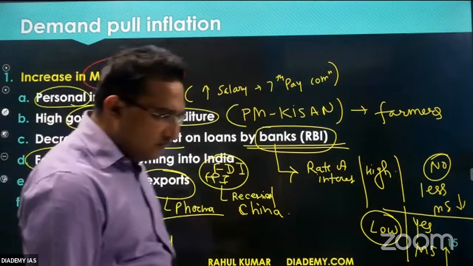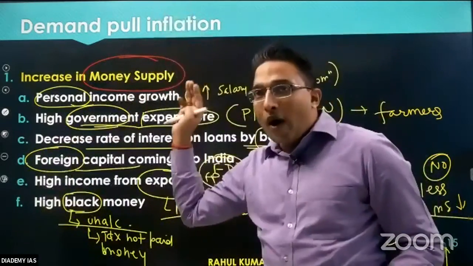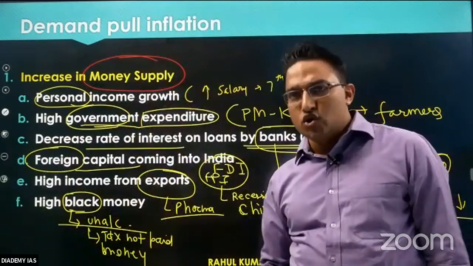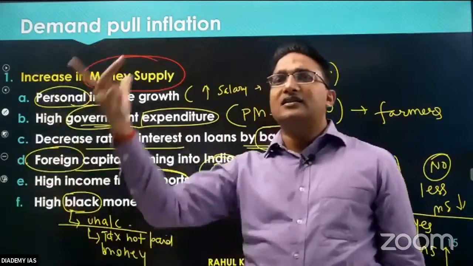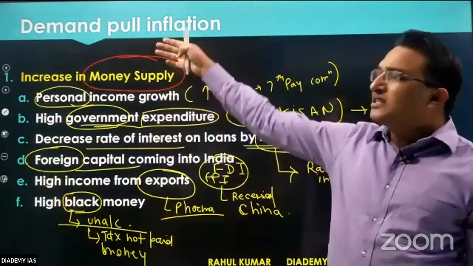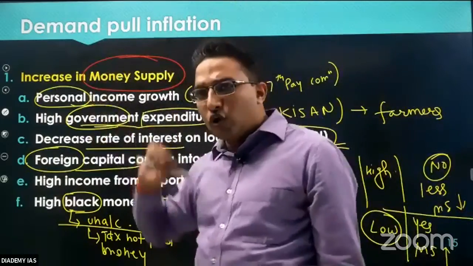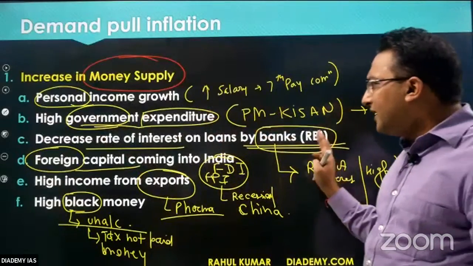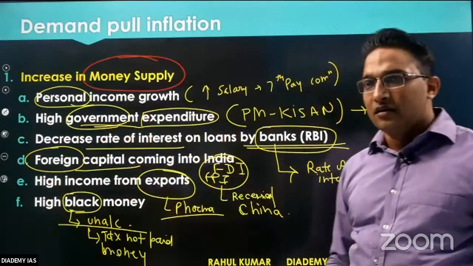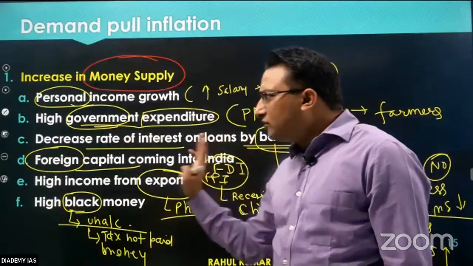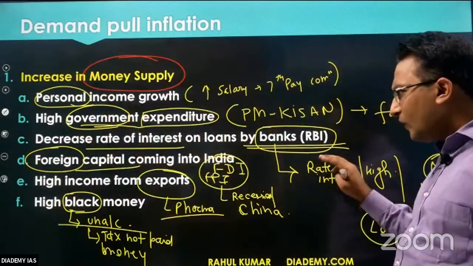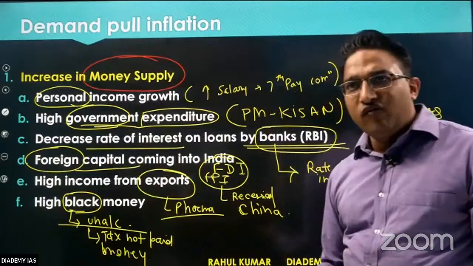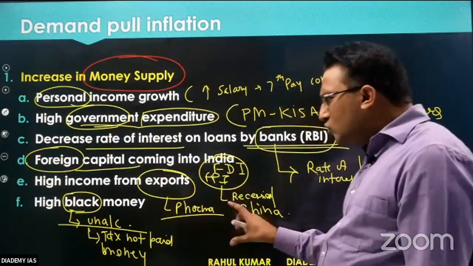And here we can see कि demand pull inflation में why the money increase can happen, or what are the factors because of which the money supply can increase. Money supply किन कारणों की वजह से increase हो सकती है? Number one, personal income growth हो जाती है, या government expenditure ज्यादा करता है, for example PM Kisan scheme, or the rate of interest is decreasing by the central bank, or more foreign capital is coming into India, FDI हो गया है, ठीक है, or high export income, for example now pharma exports are increasing in the COVID time, or because of high black money.